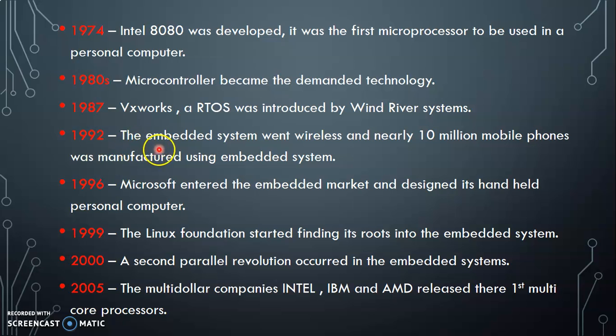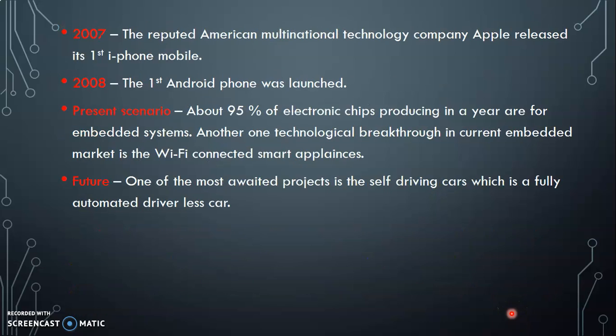In 1992, embedded systems went wireless and nearly 10 million mobile phones were manufactured using embedded systems. In 1996, Microsoft entered the embedded market and designed its handheld personal computers. In 1999, the Linux Foundation started finding its roots in embedded systems, and in 2000, a second parallel revolution occurred in embedded systems. In 2005, the multi-billion dollar companies Intel, IBM, and AMD released their first multi-core processors.